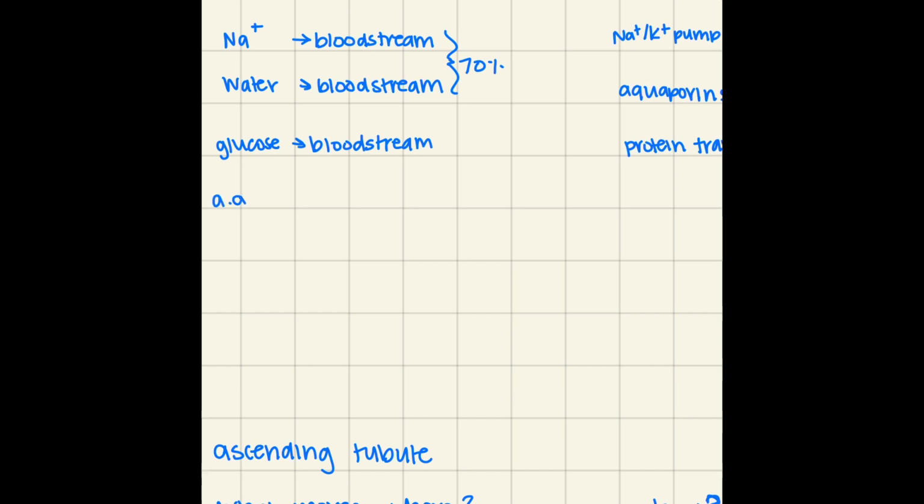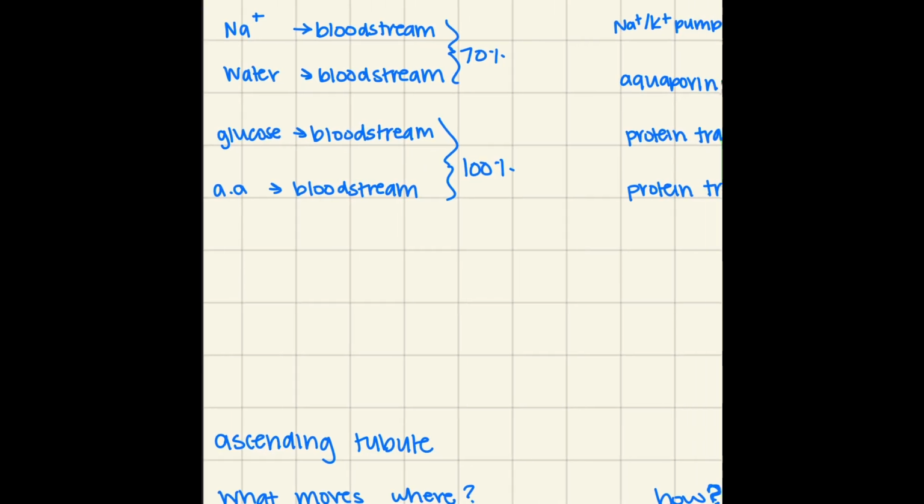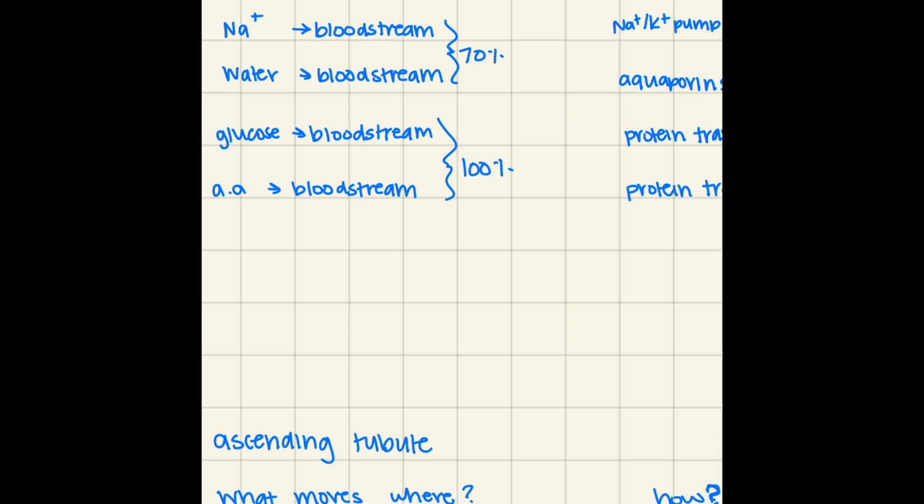Our amino acids are also going to our bloodstream from the lumen. They also are moved through a protein transporter, and they are a little bit more easily saturated. This is 100% of these substances. After the proximal convoluted tubule, we don't have any more protein transporters for these. So if you don't get them now, you're going to excrete them. Period.